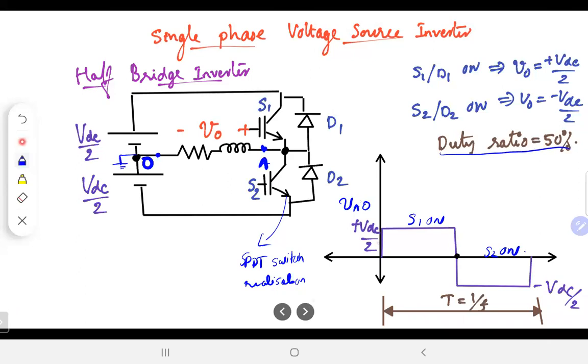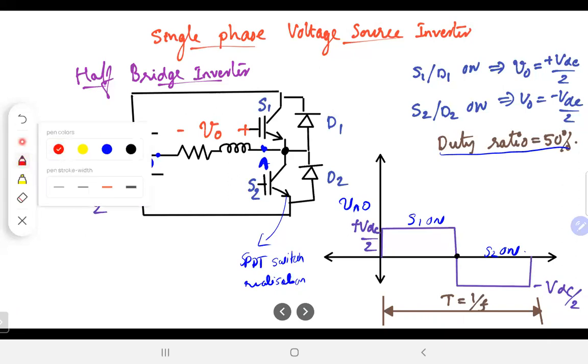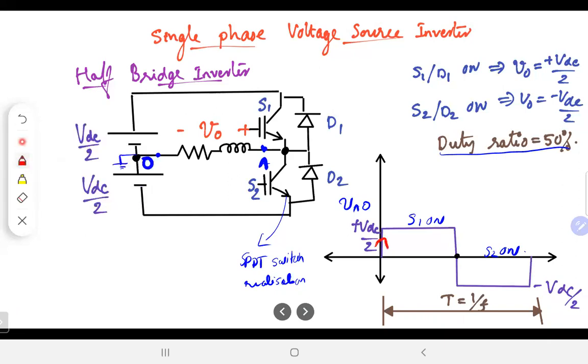And we have exactly 2 switchings per cycle. So you have one switching, upward switching here, and one downward switching here. This becomes the next switching. This switching corresponds to the new cycle. So you have 2 switchings per cycle.